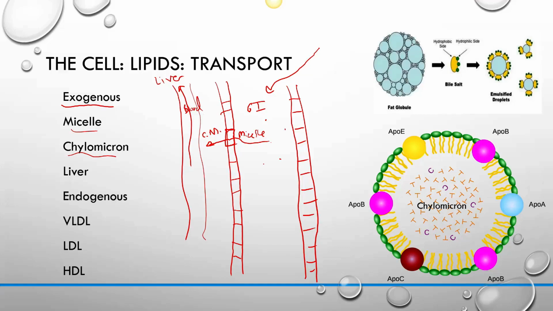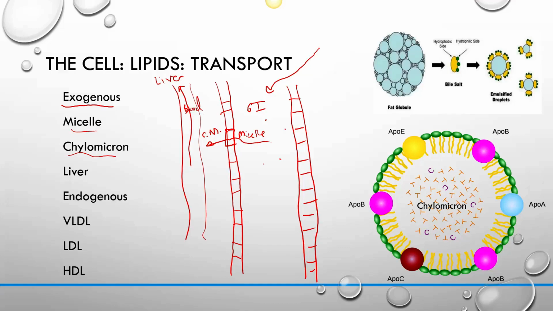Here you can see the major structure of a chylomicron. The triglycerides are trapped inside. We've got these hydrophilic heads, these proteins that are here that help support the development of this chylomicron, and now this thing is ready to be transported to the liver.